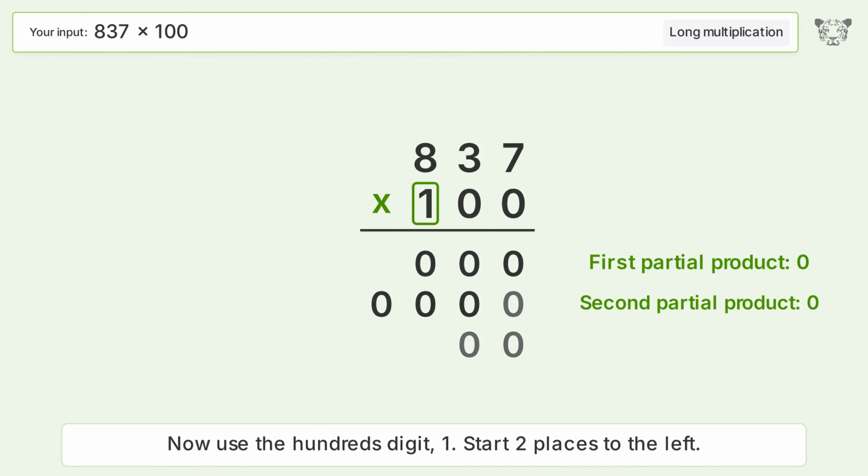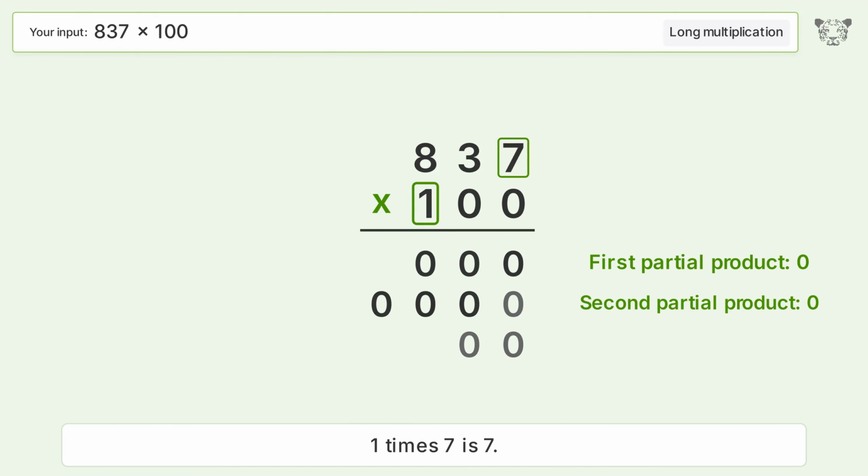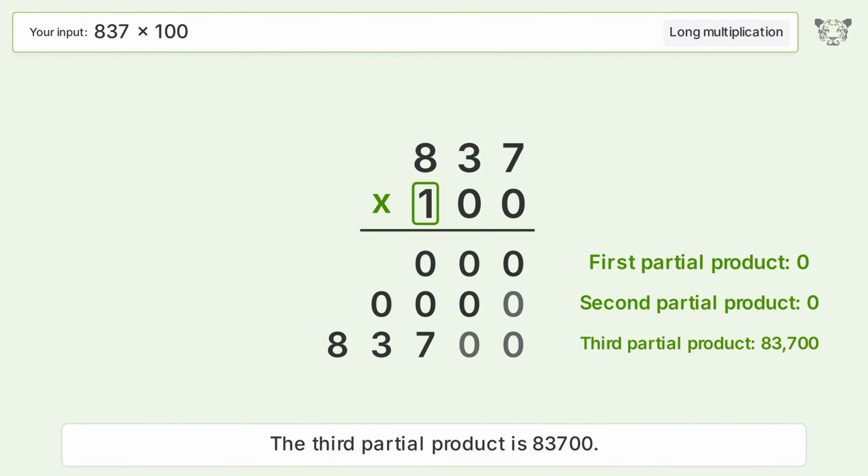Now use the hundreds digit, 1. Start two places to the left. 1 times 7 is 7. 1 times 3 is 3. 1 times 8 is 8. The third partial product is 83,700.